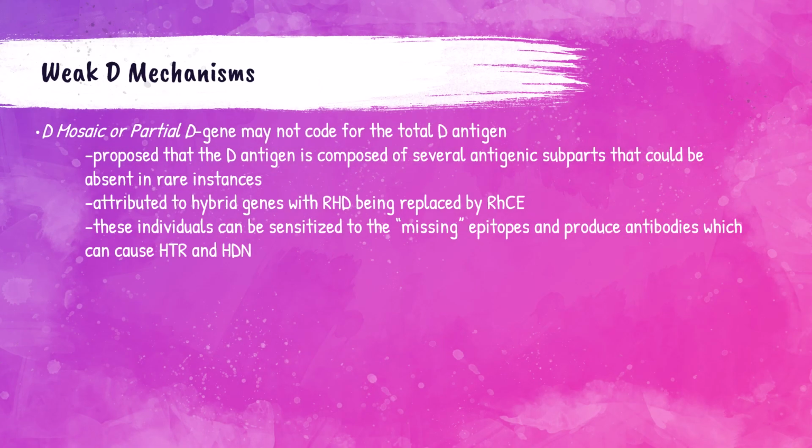D mosaic or partial D is when the gene may not code for the total big D antigen. It's proposed that the big D antigen is composed of several antigenic subparts and they can be absent in rare occurrences. This is attributed to hybrid genes with RHD being replaced with RHCE. Patients with D mosaic or partial D can be sensitized to the missing epitopes and produce anti-D antibodies, which can cause hemolytic transfusion reactions and hemolytic disease of the newborn.